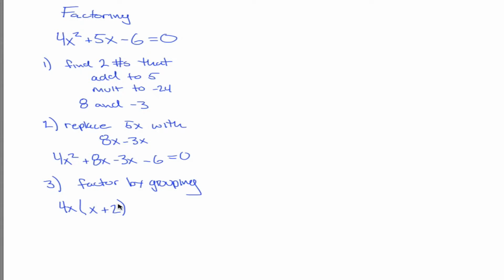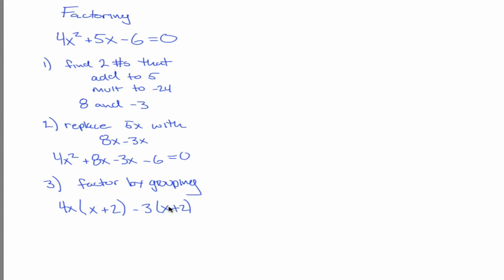If you have trouble seeing what's left, you can check your answer easily. You can take the 4x and distribute it back in, and you'll get 4x squared plus 8x. Then you look at your second group here, and your goal is to factor out something so that you'll be left with x plus 2. That something in this case would be a negative 3.